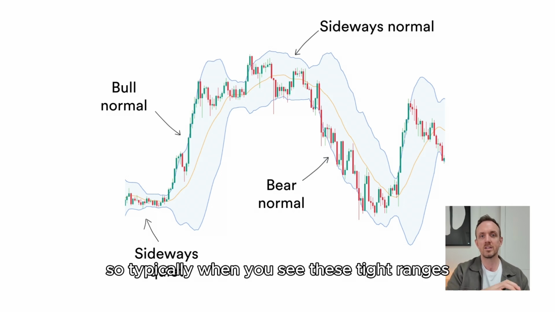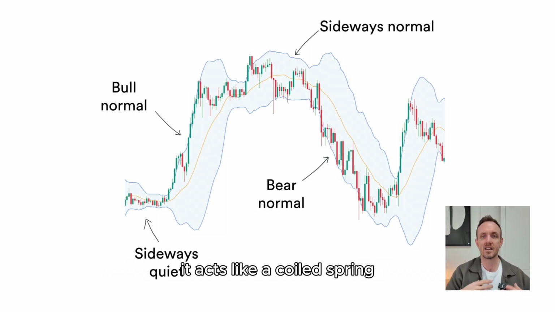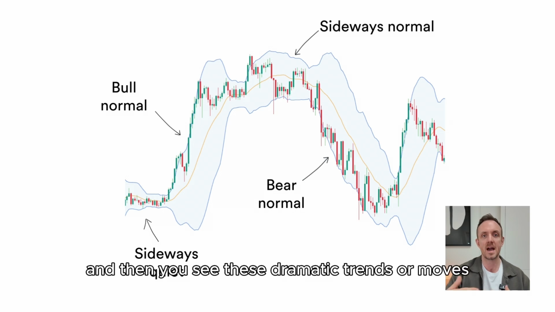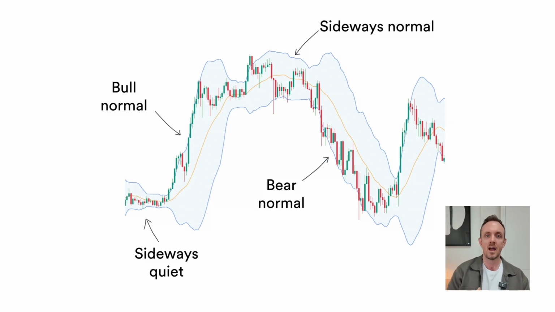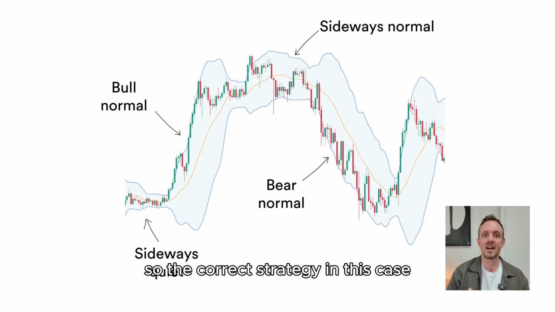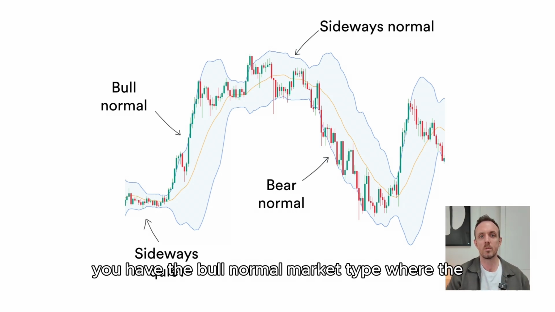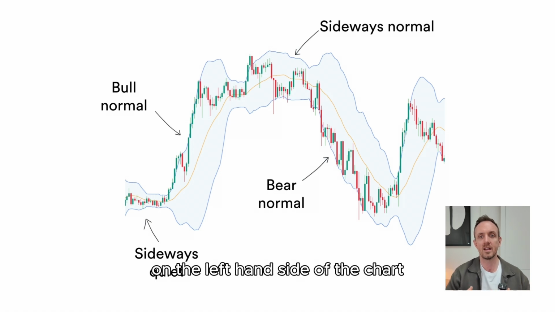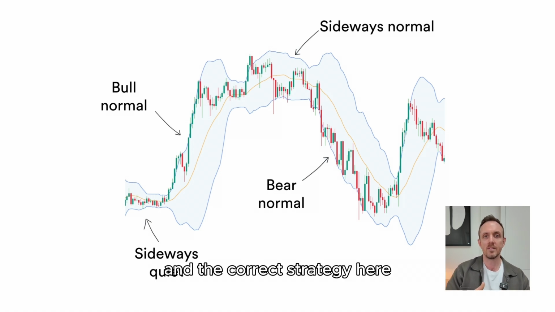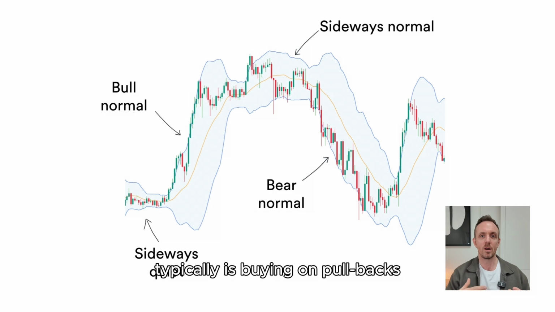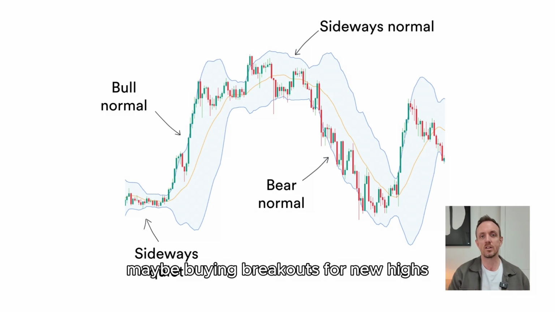So typically when you see these tight ranges, it acts like a coiled spring, and then you see these dramatic trends or moves. So the correct strategy in this case typically is trading breakouts. You have the bull normal market type where the market is rising on the left-hand side of the chart. And the correct strategy here typically is buying on pullbacks, maybe buying breakouts to new highs.